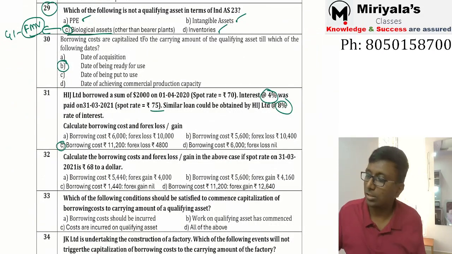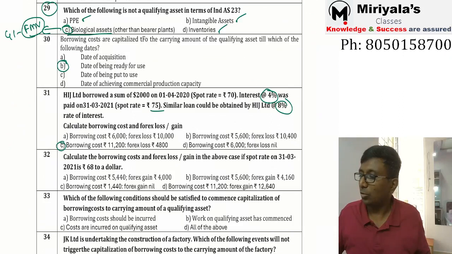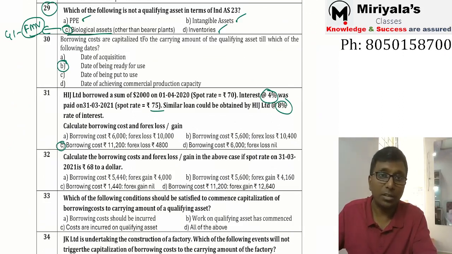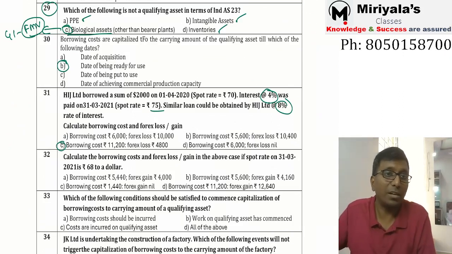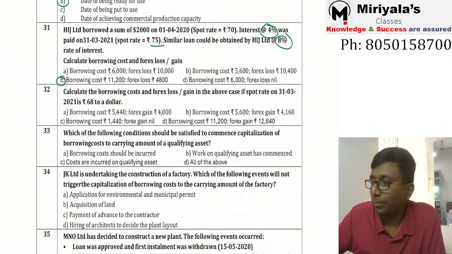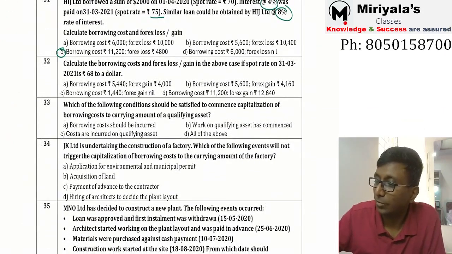Borrowing cost is equal to 11,200. 31st bit, 11,200. Perfectly all right, which you have discussed in the classroom obviously.